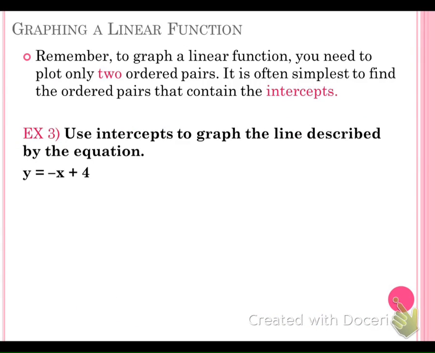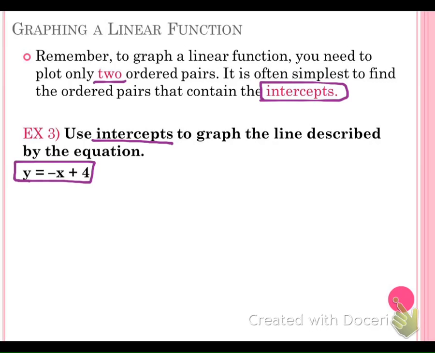Alright, now let's read this. It says, graphing a linear function. Remember that when you graph a linear function, or when you graph any line, you really only need 2 points. So it's easy to graph a line if all you know is the x and the y-intercepts. So that's what we're going to do for this problem down here. We're going to graph y equals -x plus 4, but in order to do that, we're going to just find the intercepts instead of finding 4 or 3 different ordered pairs.